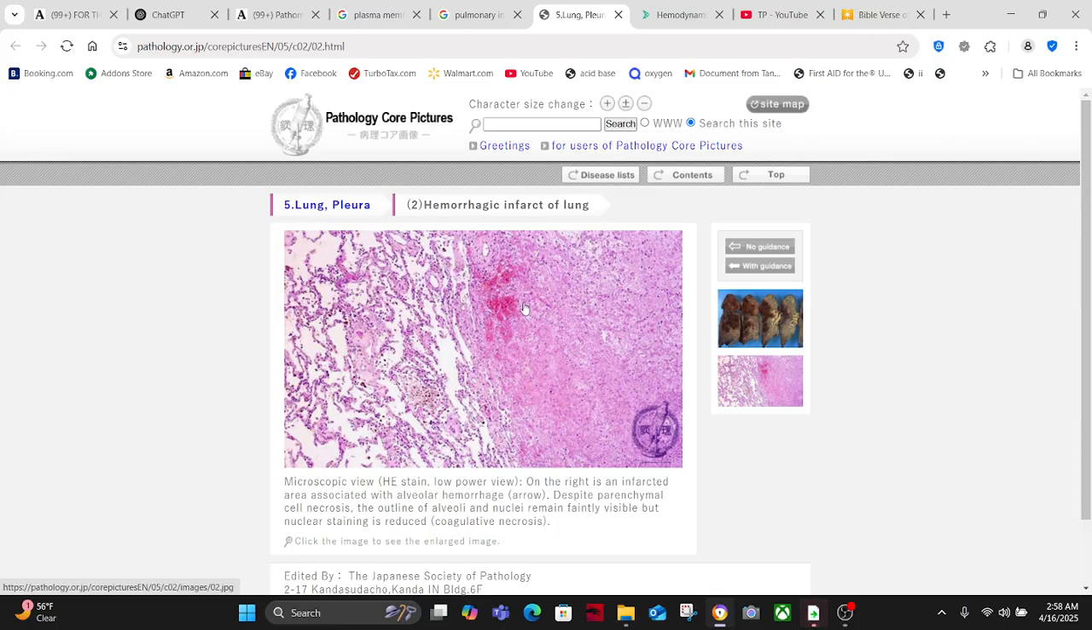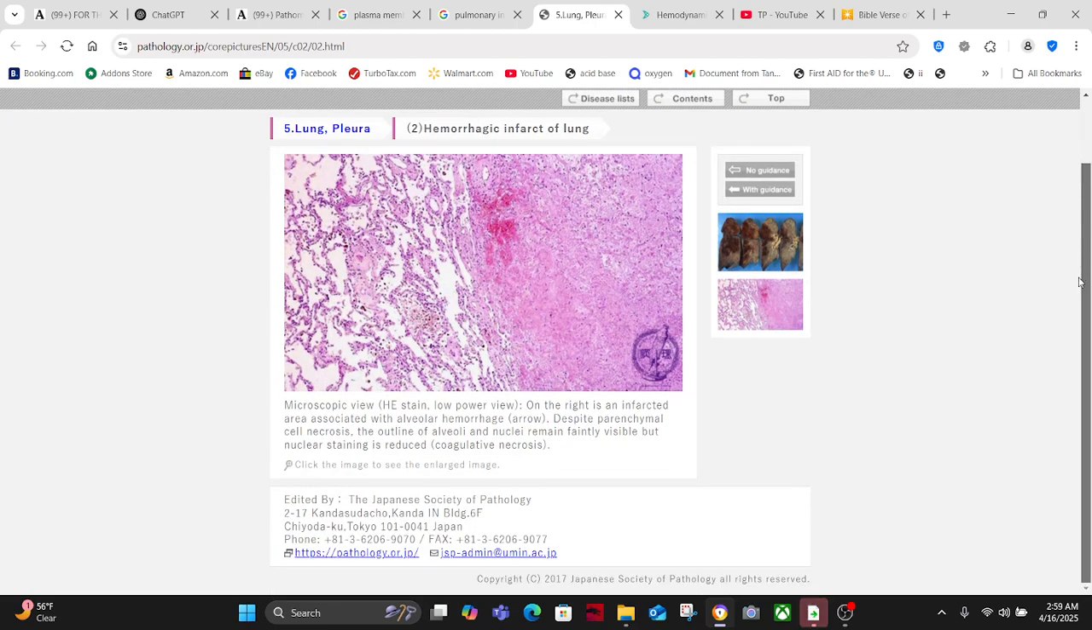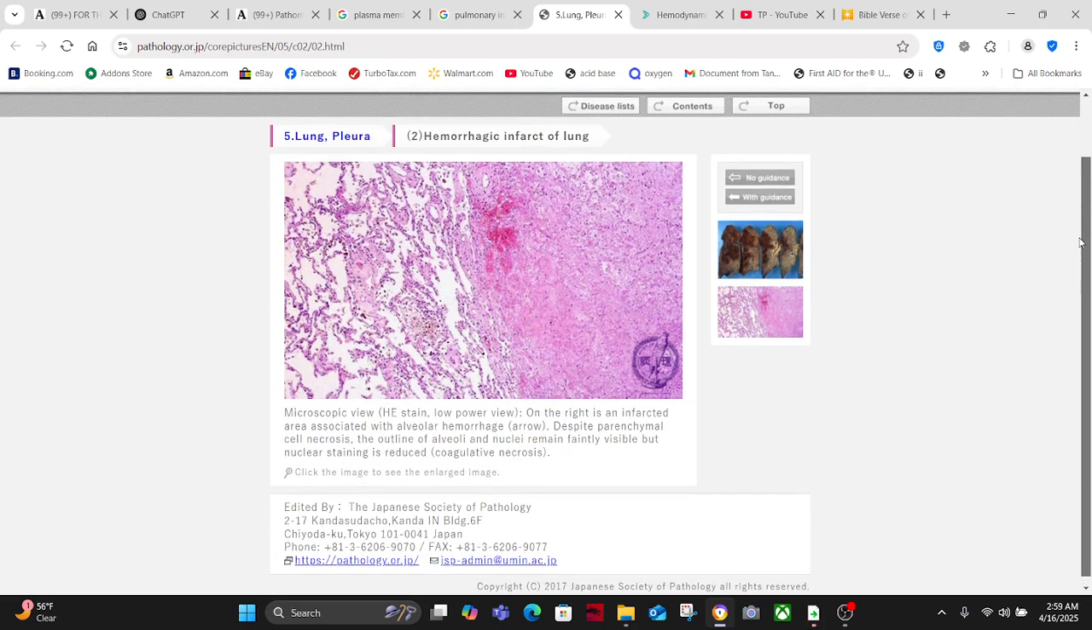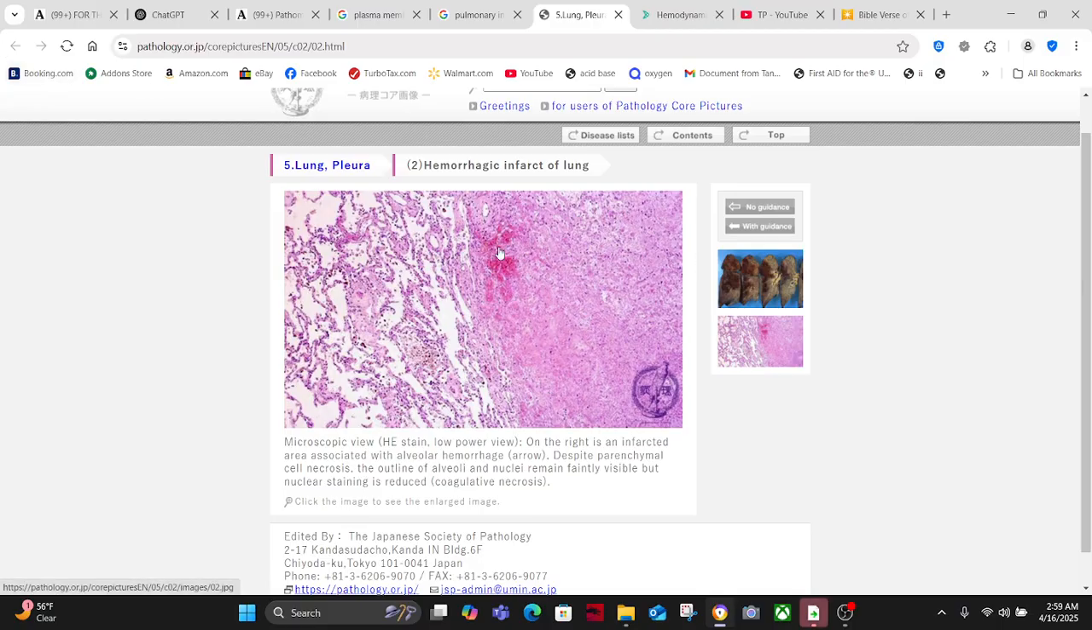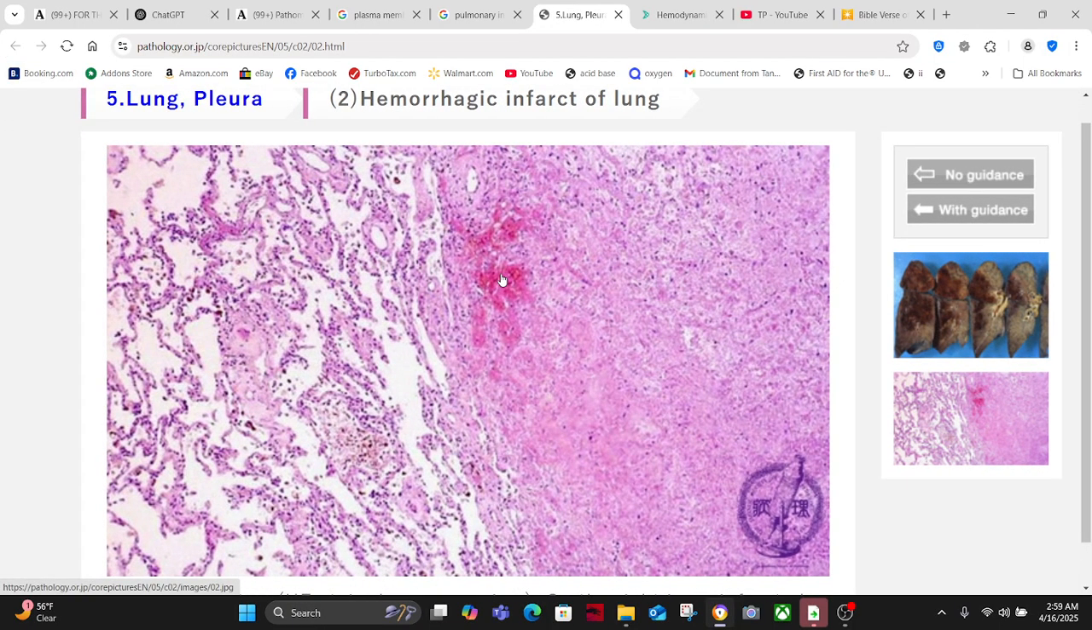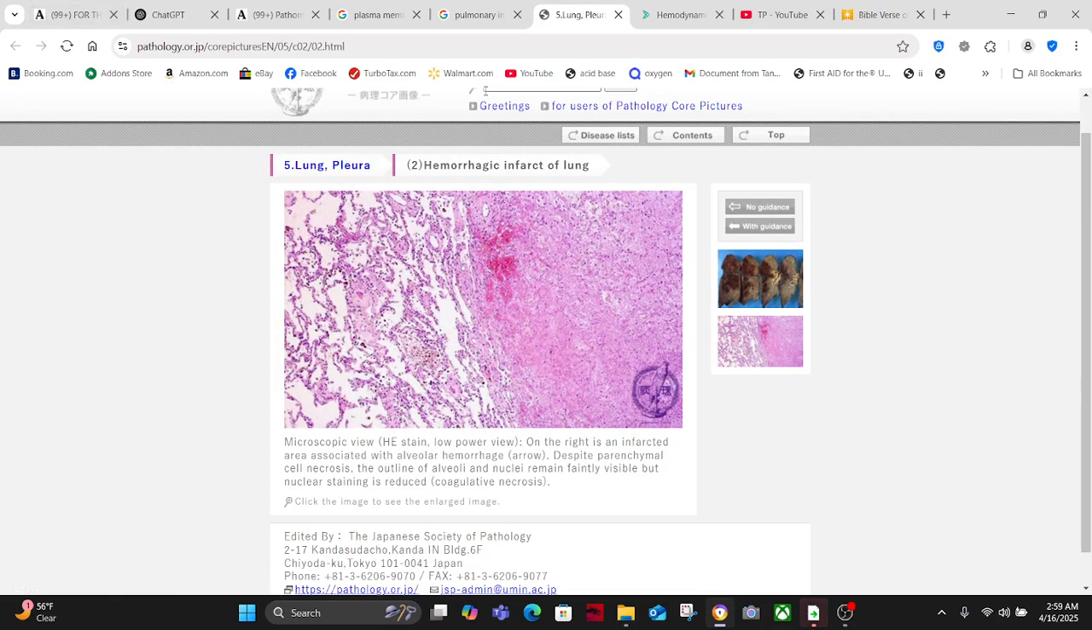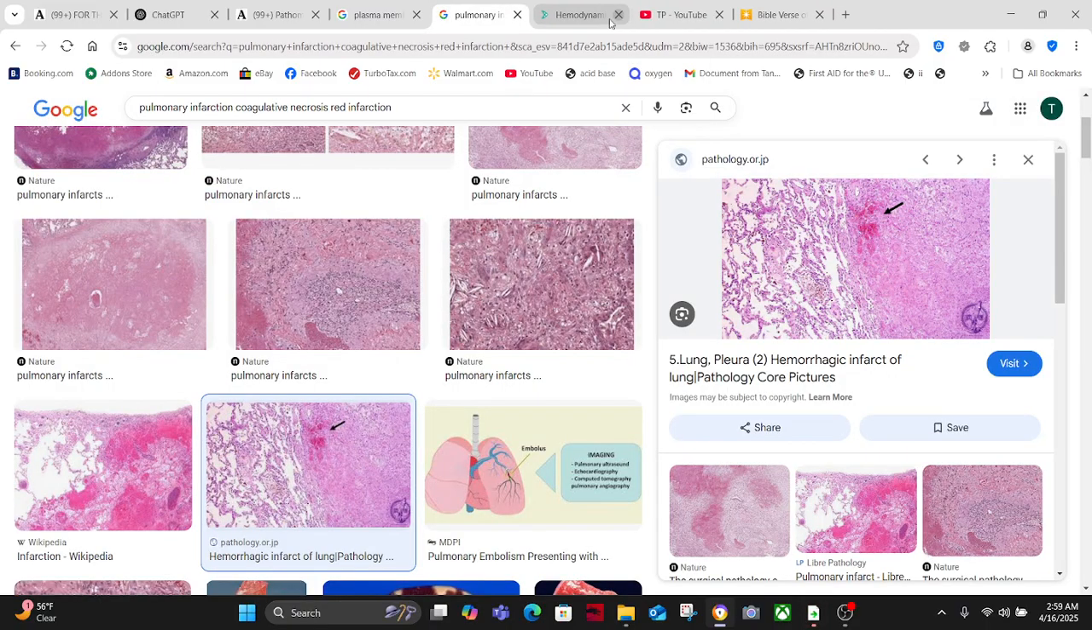So this is coagulative necrosis. You can't see the nucleus, right? See all this area, the nucleus is missing. That's a typical feature of coagulative necrosis. I'm trying to figure out what red infarction is.